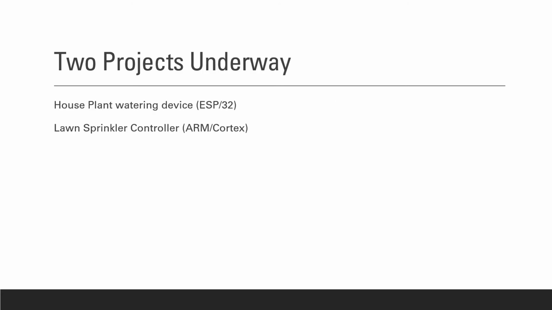We have 2 projects underway, which we'll be documenting in the video blogs. The first is a houseplant watering device using an ESP32 and a lawn sprinkler controller with a little bit more powerful controller called ARM Cortex.